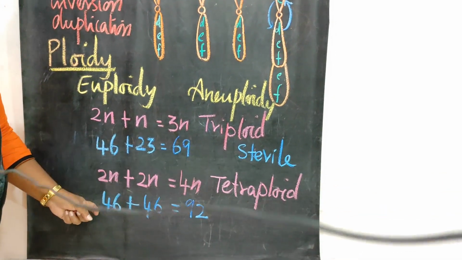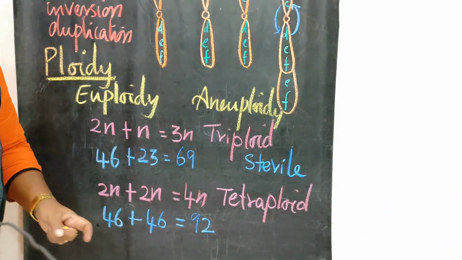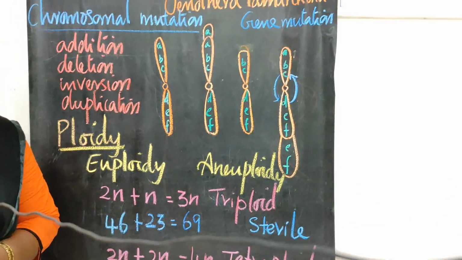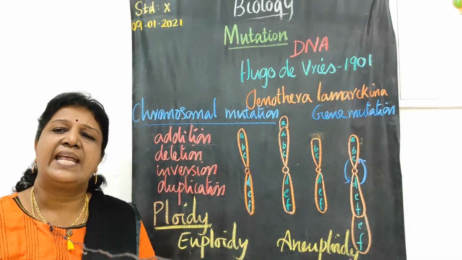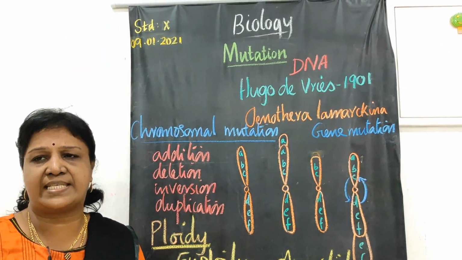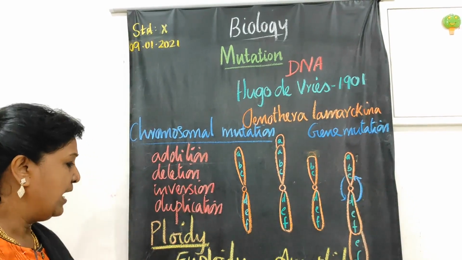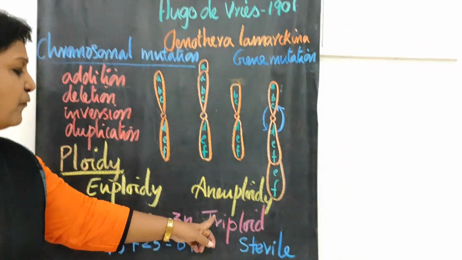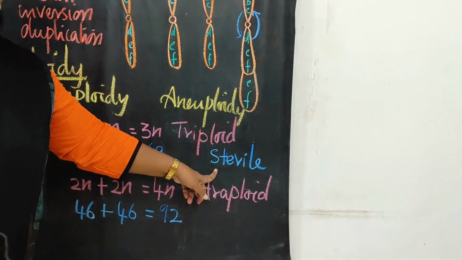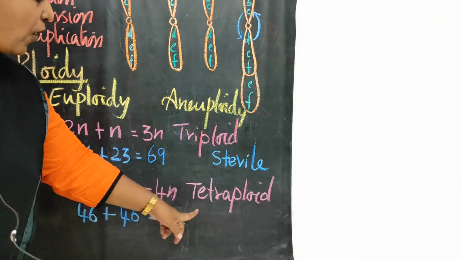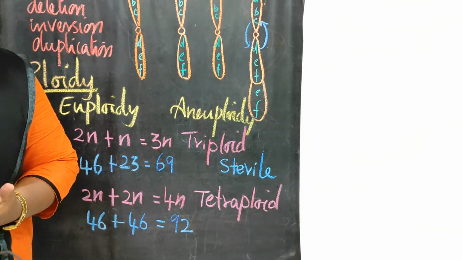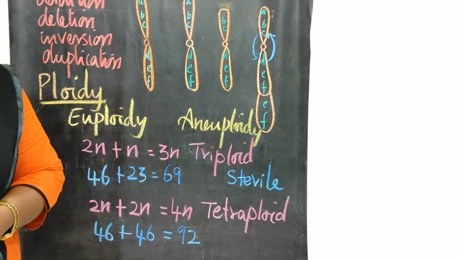So here in tetraploid, the plants with tetraploidy result in increased fruit and flower size. When there is triploid, the fruits and flowers are sterile. In tetraploid, the fruits and flowers are increased in size.